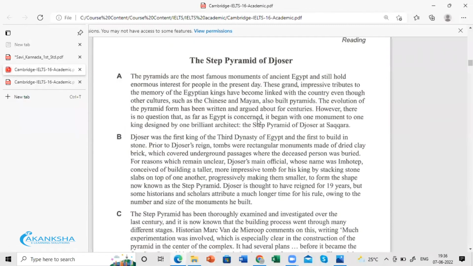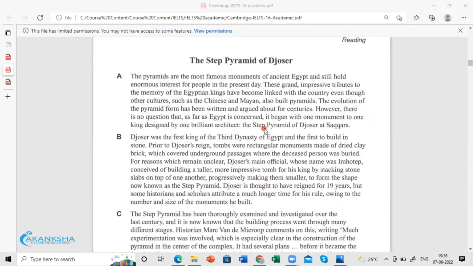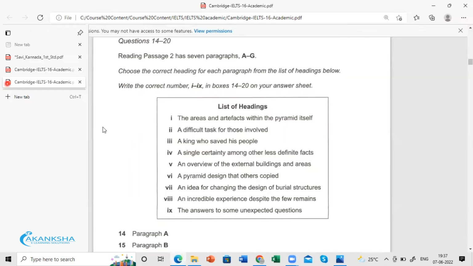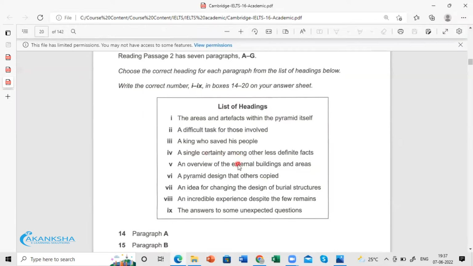So we need to see what is the main idea that they are discussing in the first and last sentences of the paragraph. No matter how big the paragraph is, the first and last sentences would actually give you the idea about it. So I hope the first one is clear to everybody: paragraph A matches with the fourth heading. Clear?